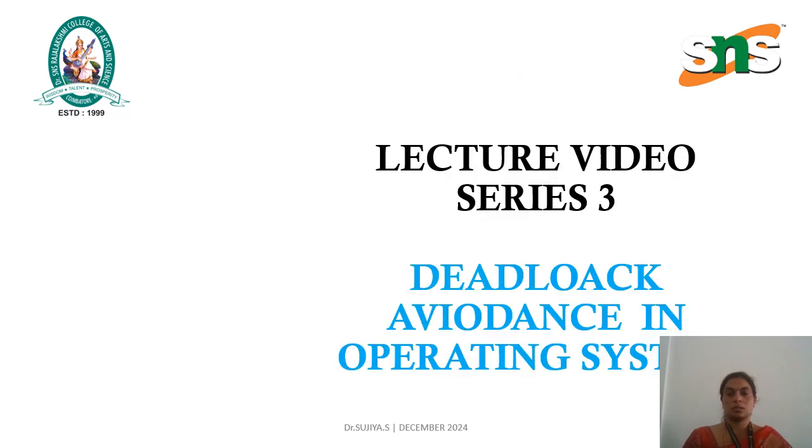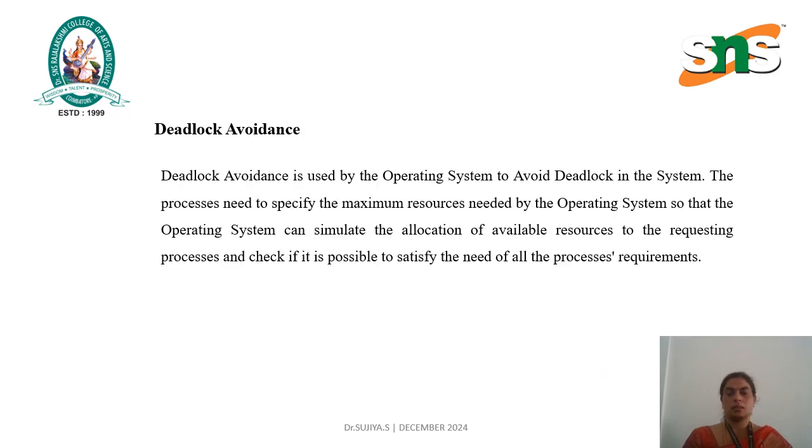Today, in the series 3 video, I'm going to discuss deadlock avoidance in operating systems. In the previous two series, in the first series, we discussed what a deadlock is with a real-time example, and in series 2, we discussed deadlock prevention, where 3 preventive methods were discussed with 3 approaches. And now we are going to discuss deadlock avoidance.